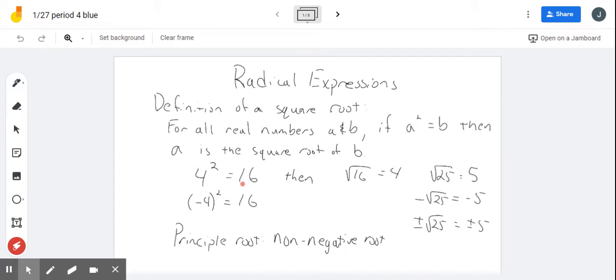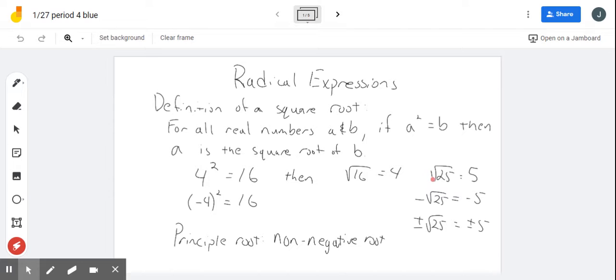Okay, now square roots run into some problems here because if you take a negative and square it, you'll also get the same value. So negative 4 squared is positive 16. Therefore, the square root of 16 could be either positive 4 or negative 4. So we're going to refer to something called the principal root, and the principal root is the non-negative root. So when no sign is indicated in front of the radical sign, it's assumed that we're looking for the principal root or the non-negative root.